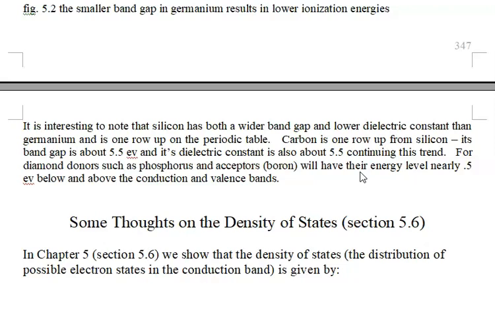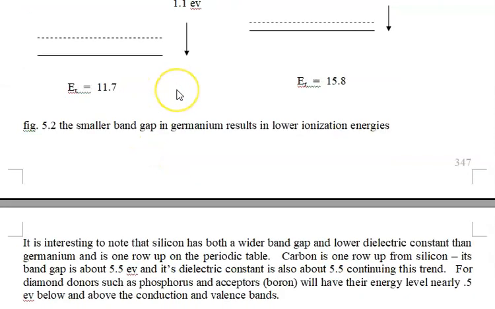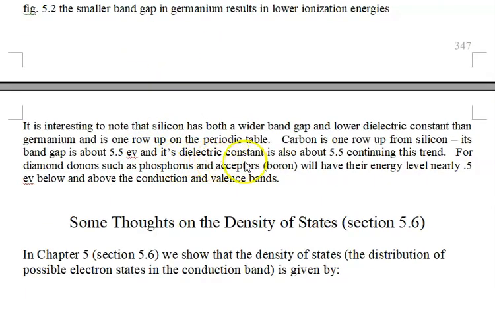And if we correlate that with carbon, which is one up in the row from silicon, we find the band gap there is huge, 5.5 eV rather than 1.1, and its dielectric constant is also about 5.5. So the dielectric constant of diamond is significantly less than the dielectric constant of silicon, and much, much less, 1/3 the dielectric constant of germanium.